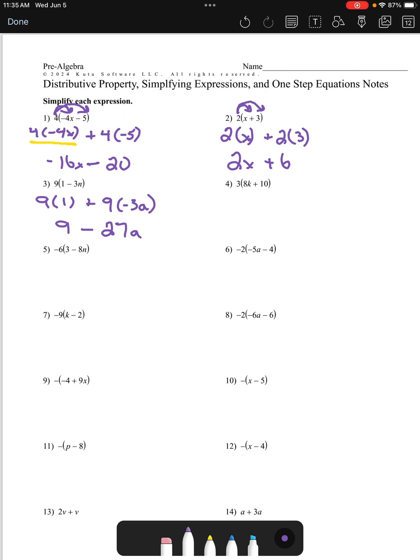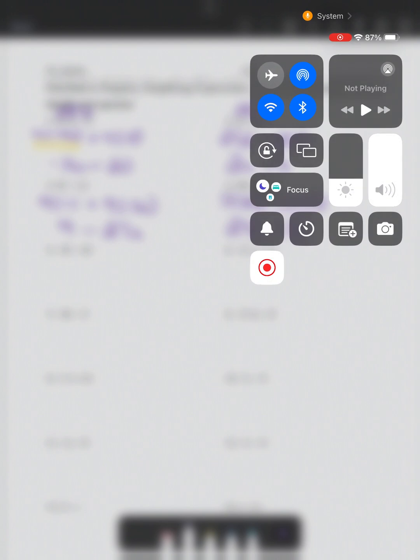Finally, for this first video, we have to take the 3 and multiply it to 8k, then take that 3 and multiply it to 10. 3 times 8k, 3 times 8 is 24, so we have 24k, and 3 times 10, that's 30.